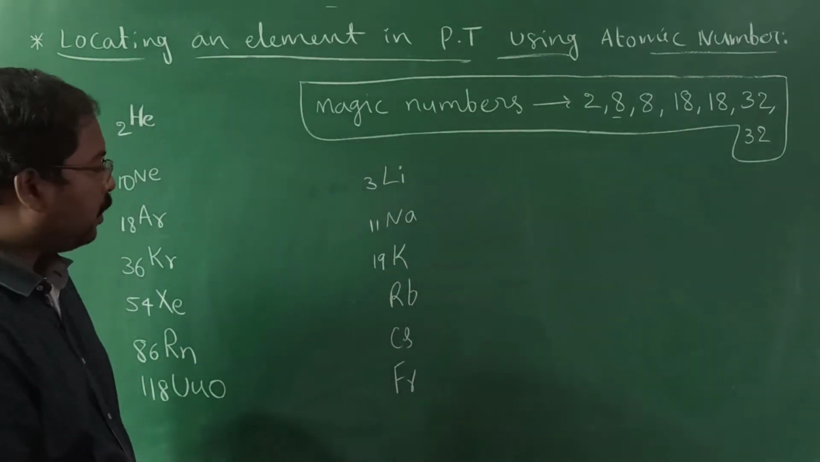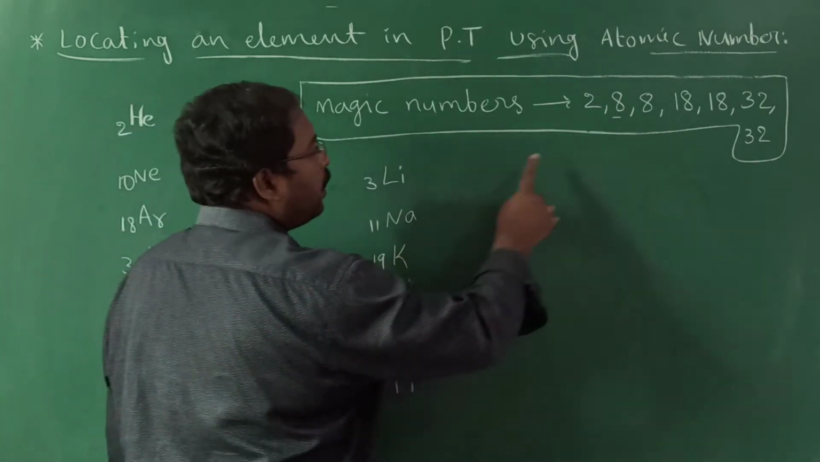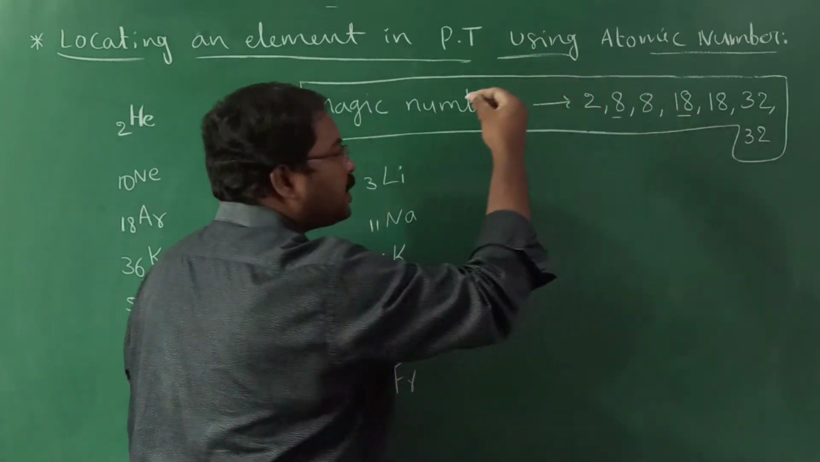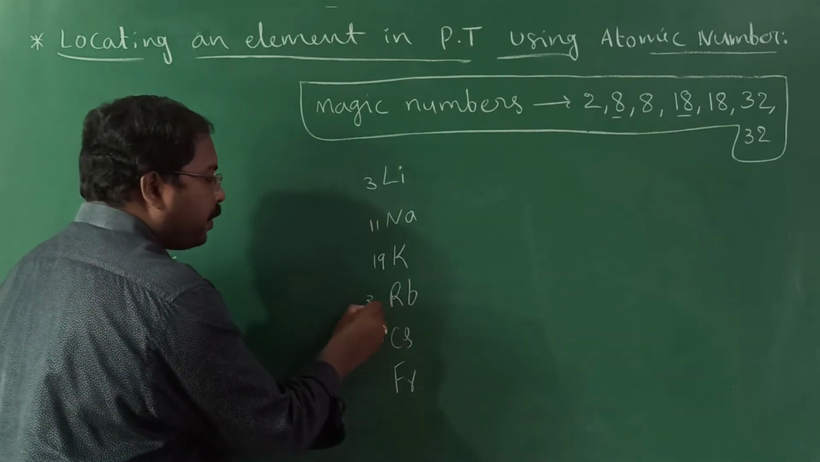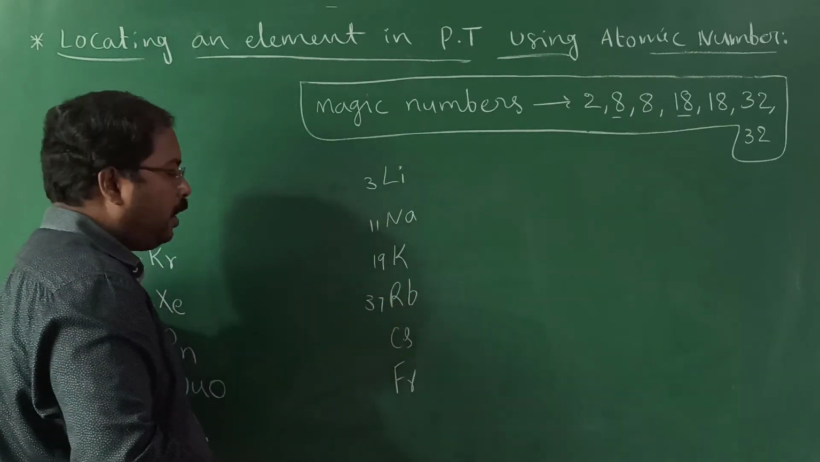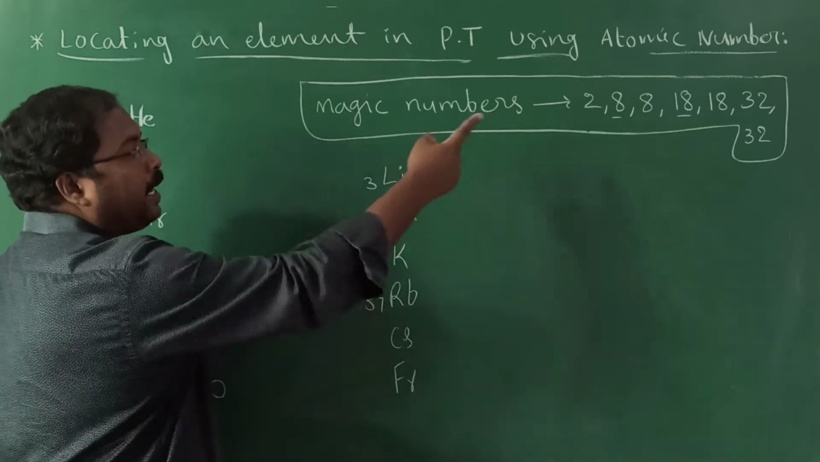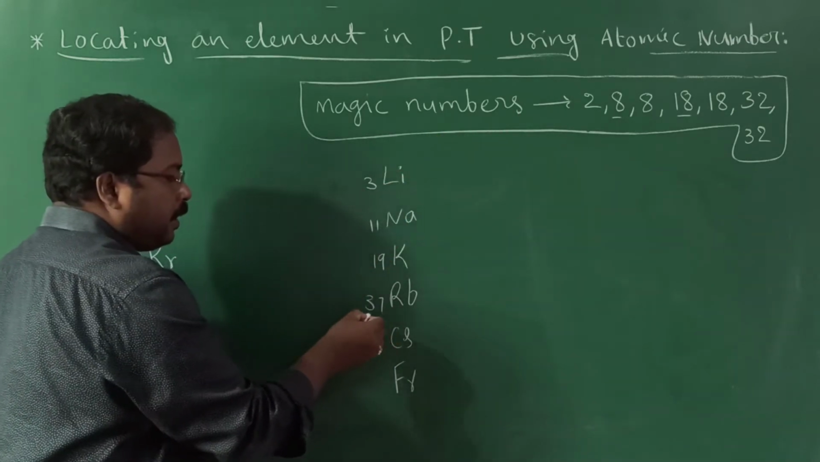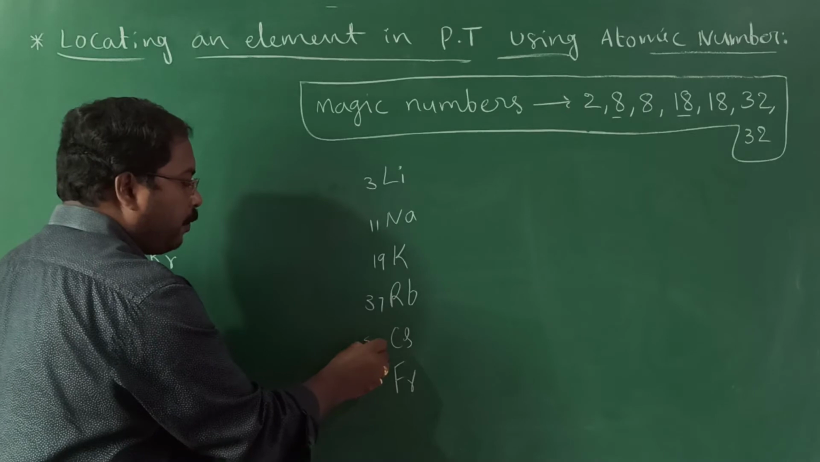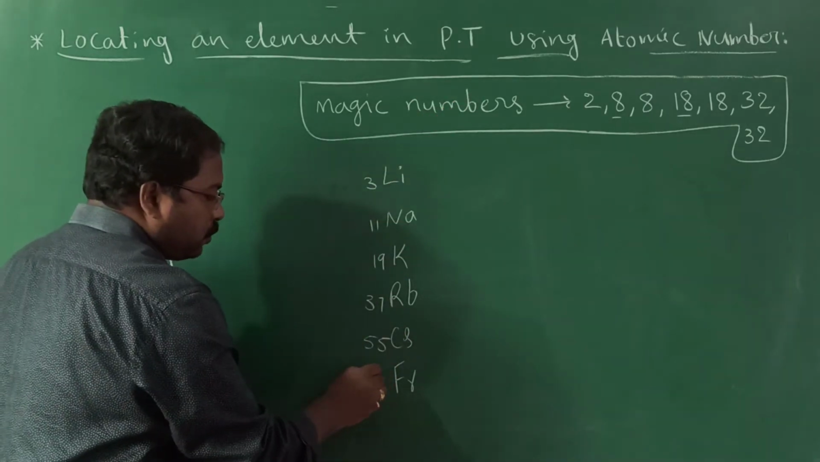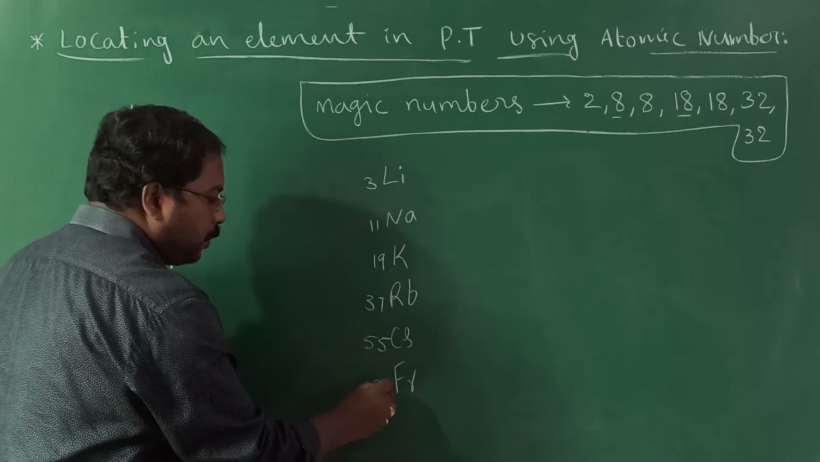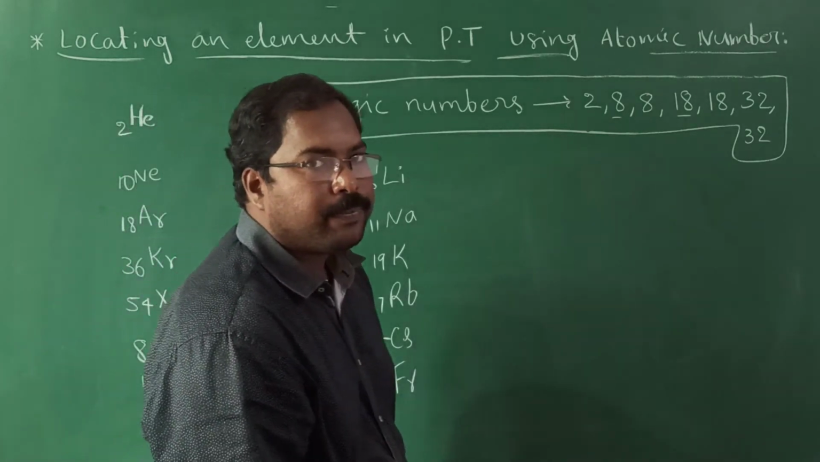19. Right? Next, after 8, what do we have to add to get the next element? 18. 19 plus 18, 37. Okay. Next element, again 18 we have to add. 37 plus 18, 55. Next we have to add 32. So 55 plus 32, 87.